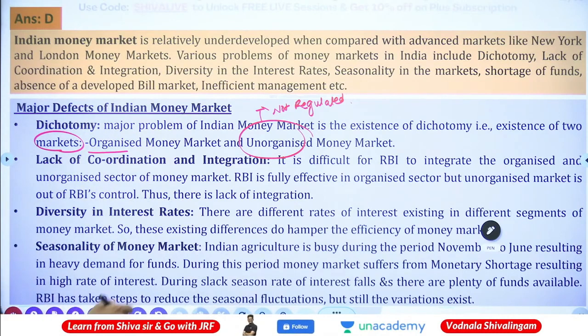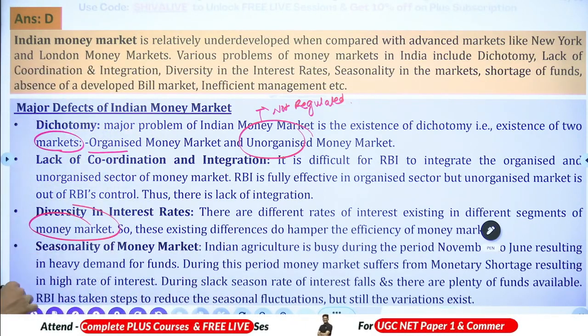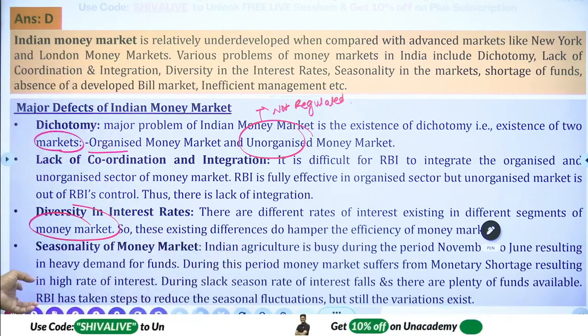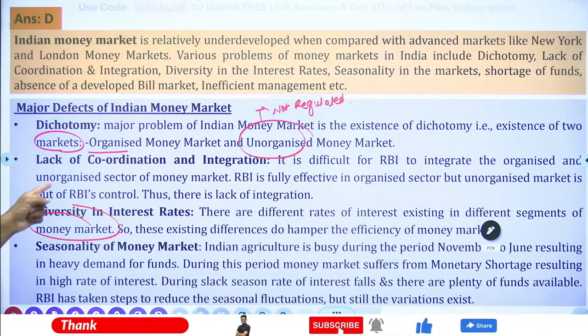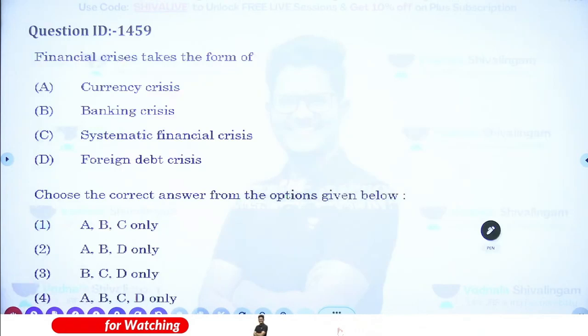Diversity in interest means different rates of interest exist in different groups of money markets. Based on the place and the need, the interest rate changes, which hampers the entire money market. Other reasons are lack of coordination and integration, seasonality of the money market, shortage of funds, absence of an organized bill market, and inadequate banking facilities. These are the limitations.